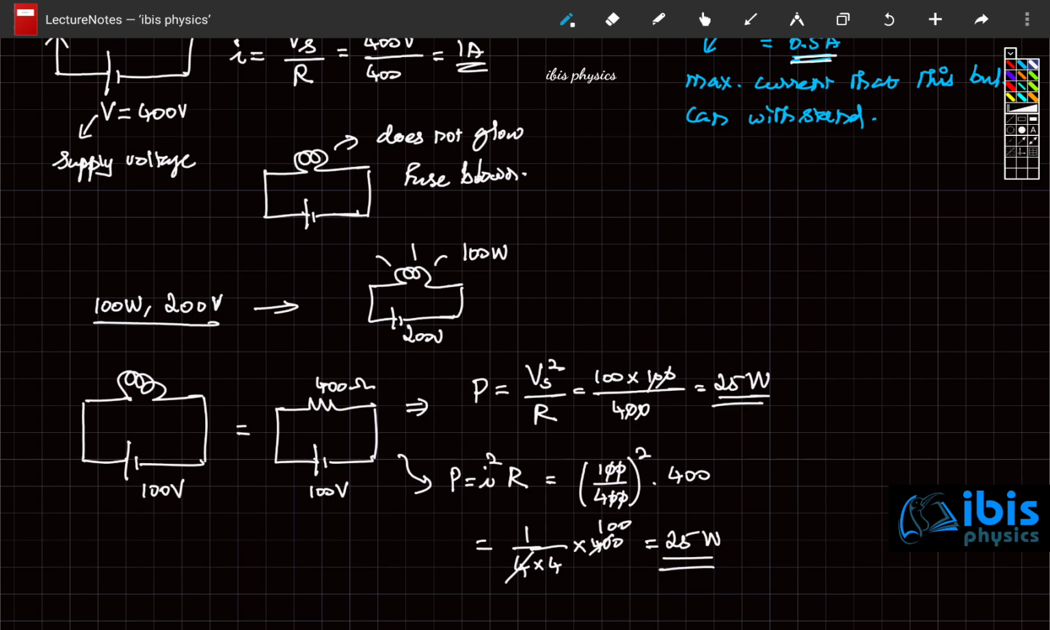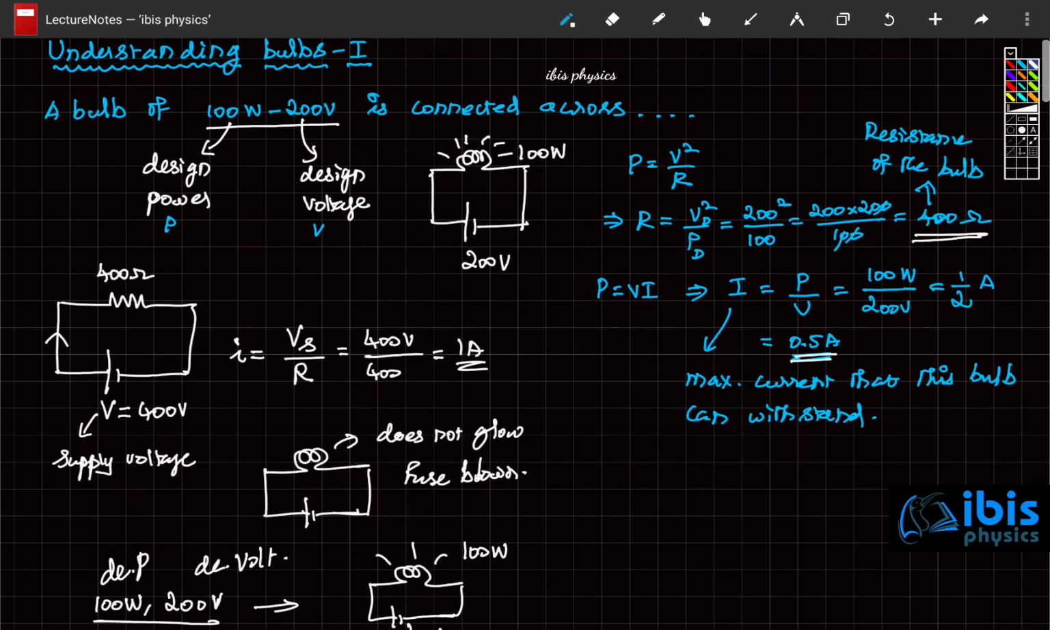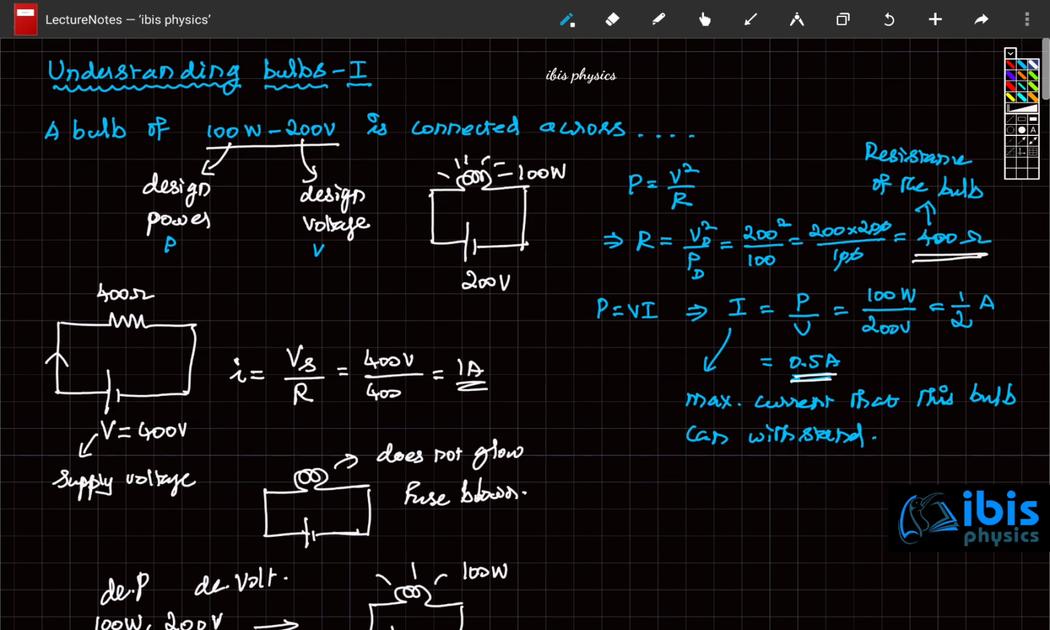So this is the whole thing. When the design power and design voltage are given, using them calculate the resistance of the bulb and the maximum current through the bulb. Using that we can process the other information. I'll discuss one more problem on this in the following video.